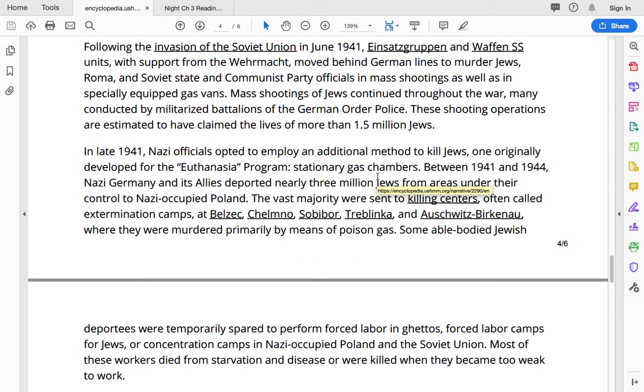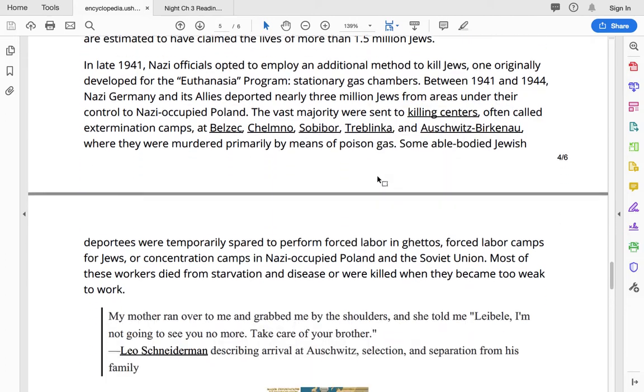Following the invasion of the Soviet Union in June 1941, Einsatzgruppen and Waffen-SS units, with support from the Wehrmacht, moved beyond German lines to murder Jews, Roma, and Soviet state and Communist Party officials in mass shootings, as well as in specially equipped gas vans. Mass shootings of Jews continued throughout the war, many conducted by militarized battalions of the German Order Police. These shooting operations are estimated to have claimed the lives of more than 1.5 million Jews.